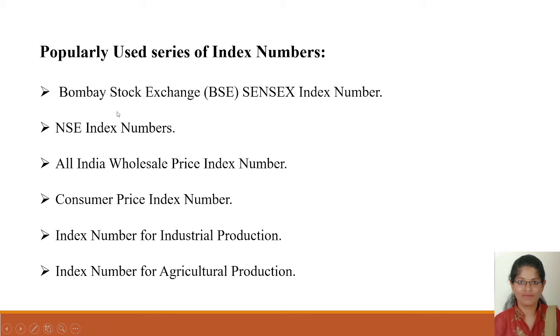Popularly used series of index numbers. First is Bombay Stock Exchange, meaning BSE Sensex index number. Second is NSE index number. Third is All India Wholesale Price Index number. Fourth is Consumer Price Index number. Fifth is index number for industrial production. Sixth is index number for agricultural production. These are the popularly used series of index numbers.